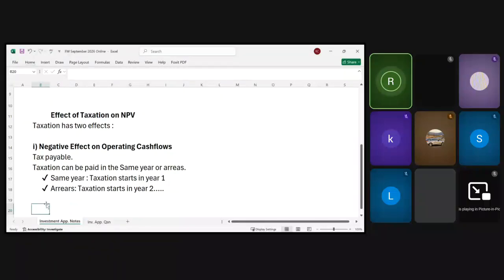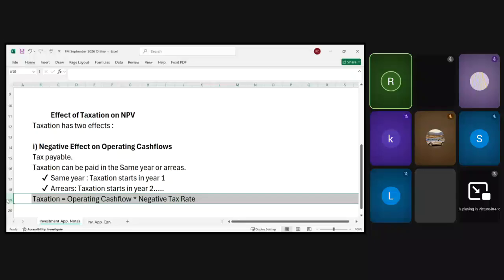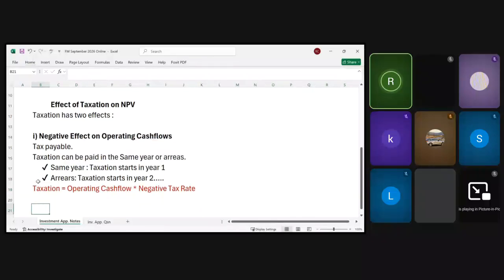So what is the formula now when we are looking at the negative tax? Taxation is equal to the operating cash flow times the negative tax rate. That is what we do in order to find our taxation. Probably I may give a small example so that we can understand this.